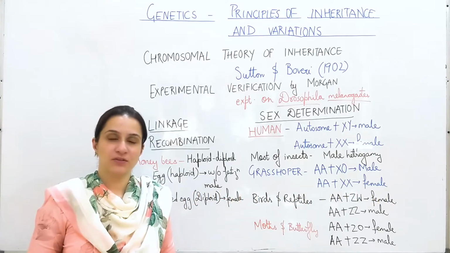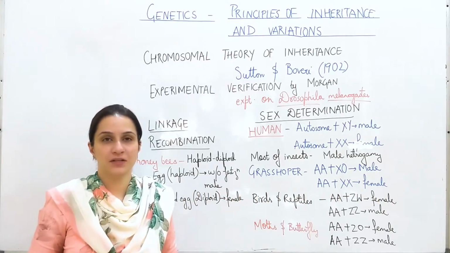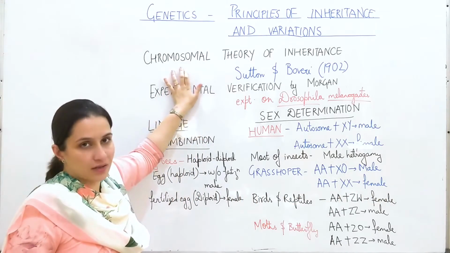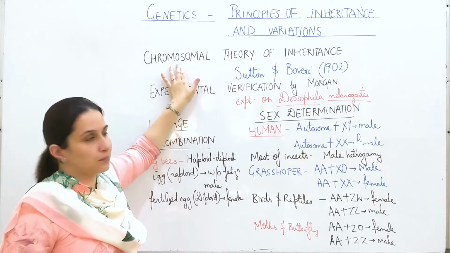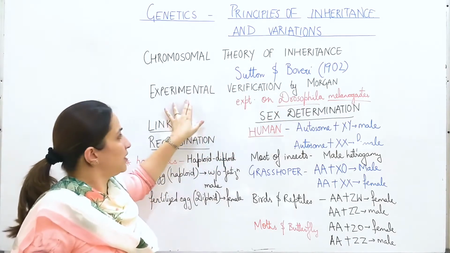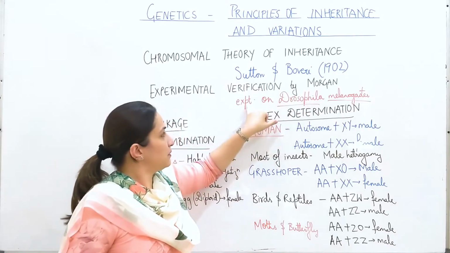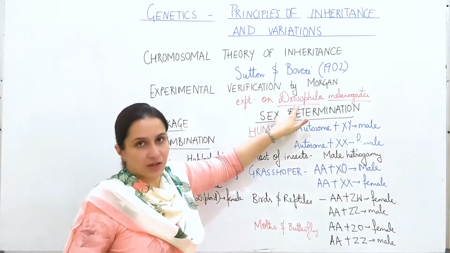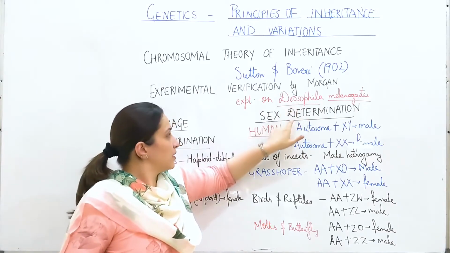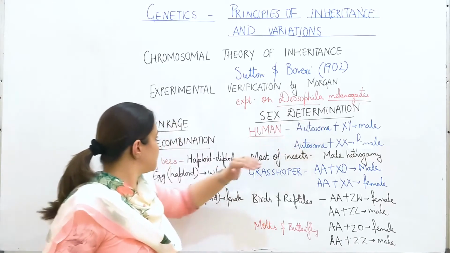So we are continuing with the part from genetics, that is principles of inheritance and variation. Now I am going to start with the topic, that is chromosomal theory of inheritance. This theory was given by Sutton and Boveri in the year 1902, but the experimental verification was done by T.H. Morgan. He did his experiments on Drosophila melanogaster. Another name for Drosophila melanogaster is fruit fly. And he found this chromosomal determination in various organisms.